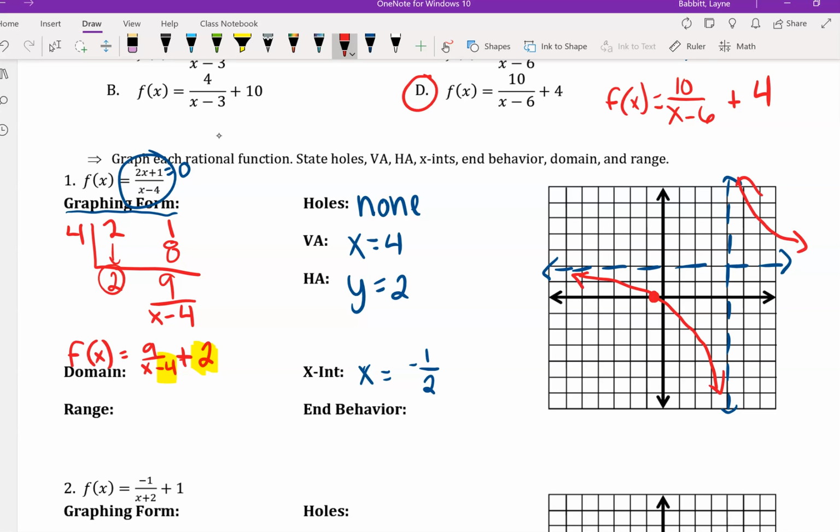It's not going to be perfect, but it's going to look something like that. It should be the same on both sides. All right.